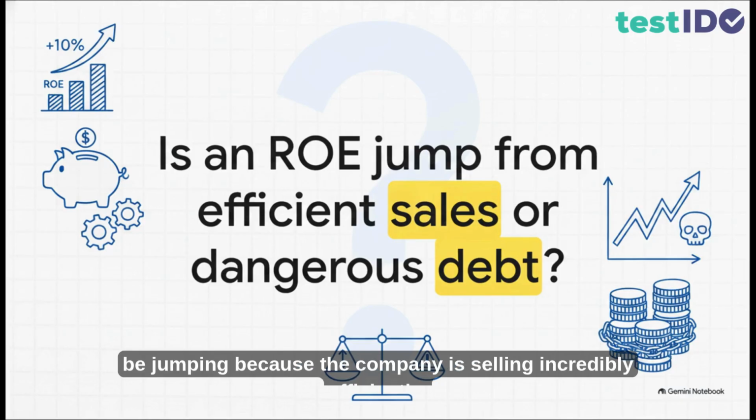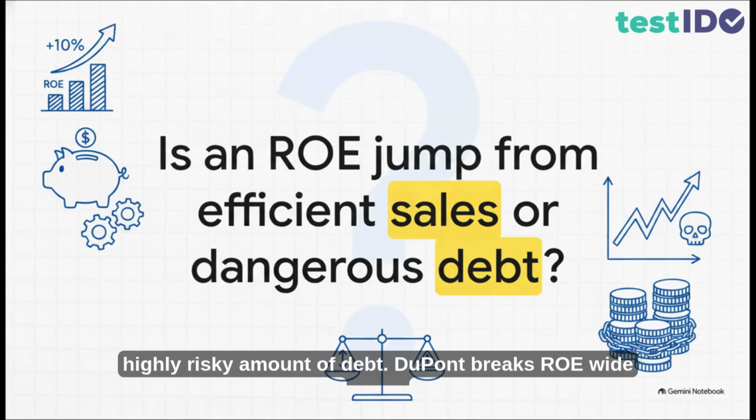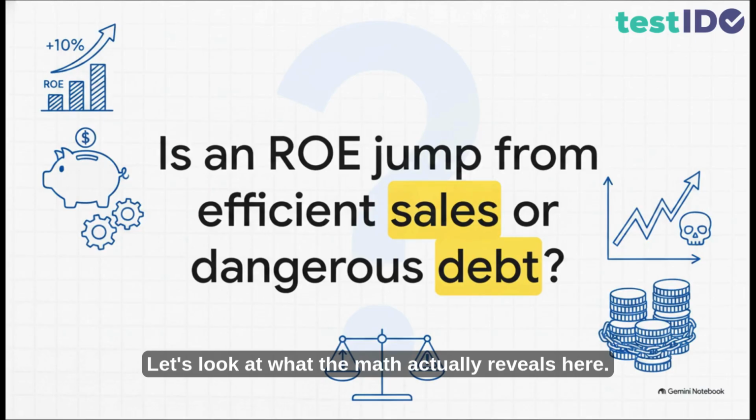It could be jumping because the company is selling incredibly efficiently, or it could be jumping because they took on a dangerous, highly risky amount of debt. DuPont breaks ROE wide open, so we can discover exactly what is driving that number. Let's look at what the math actually reveals here.